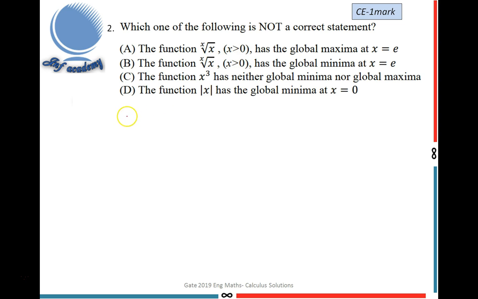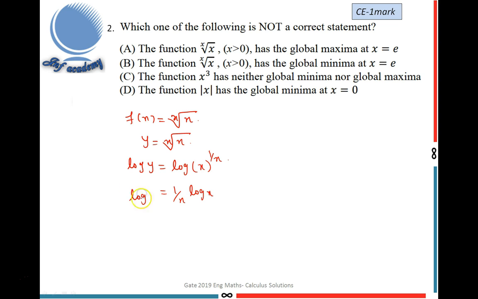So first I take the function f of x equal to xth root of x. Here, first I find the f dash of x. How to find the differentiation of this function, xth root of x? Here, I name this function y, xth root of x. Taking log on both sides, I got log y equal to log of xth root of x, which means x power 1 by x. By using the logarithmic rule, log y equal to 1 by x log x.